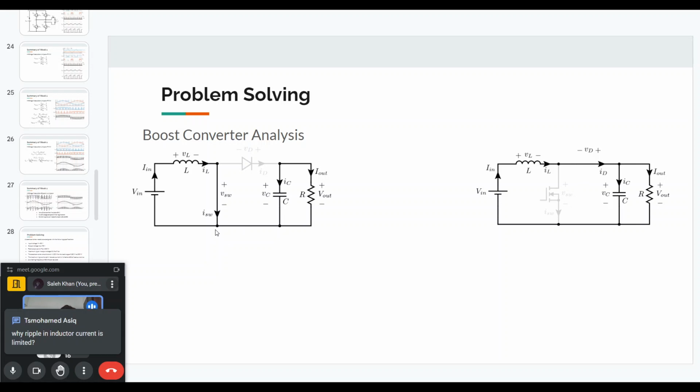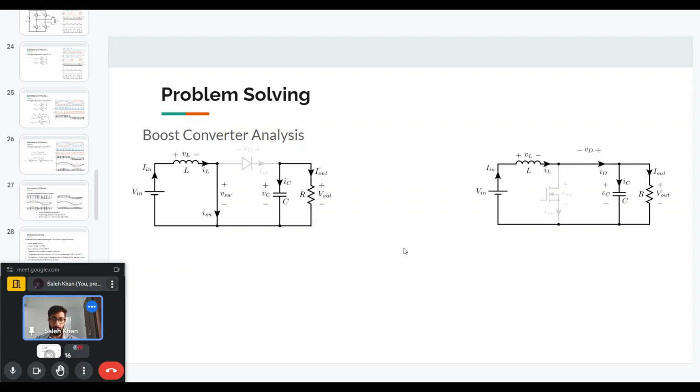A question is asking why ripple in the inductor current is limited. That depends on the application. There are some applications where you don't want to have a large AC component in the DC current. For example, in grid connected applications, you don't want to have a large ripple in the current that you feed to the grid or take from the grid, because that will distort the grid voltages. Similarly, for some batteries, you don't want the battery to supply the AC current because that may lead to more losses in the battery. That is why we have a specification to limit the ripple in the inductor current.